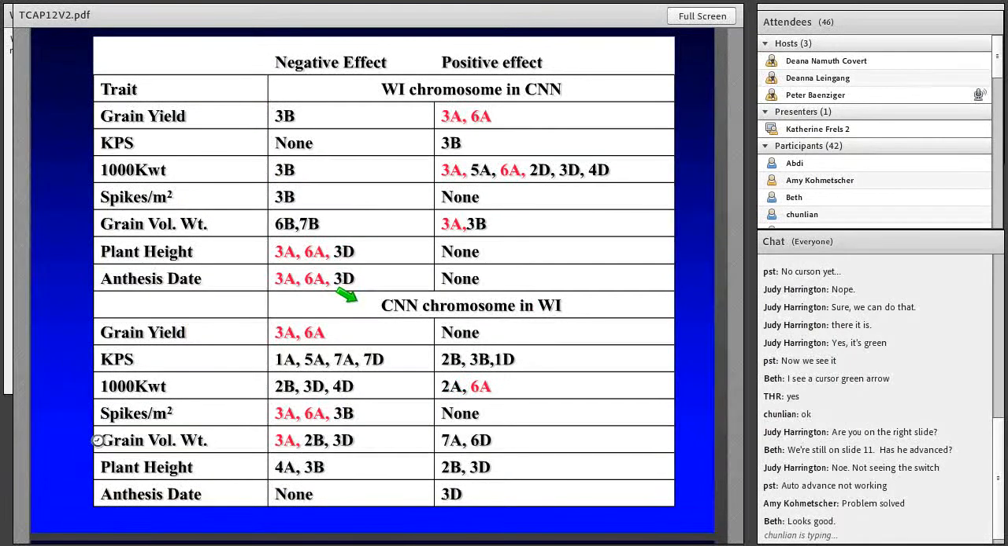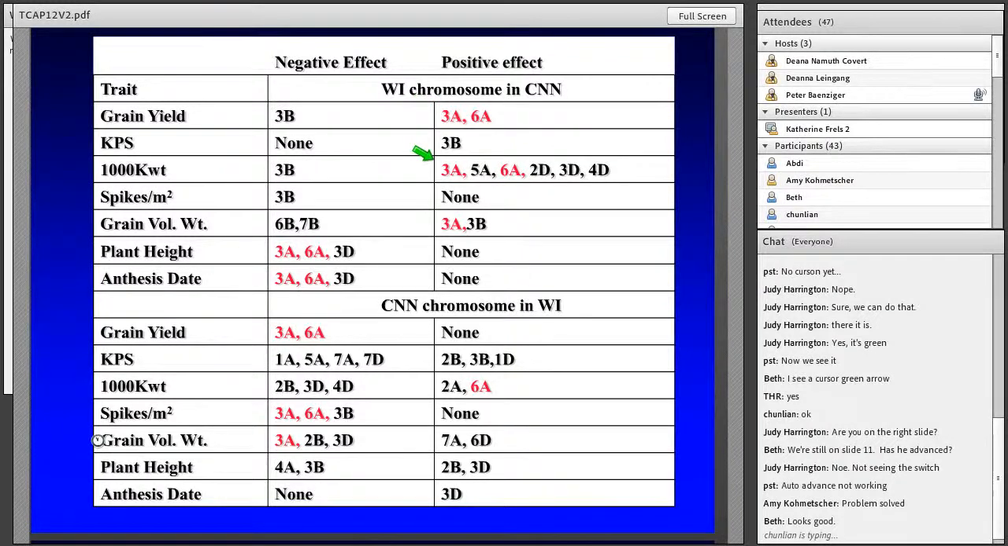Okay? Yep. What we have here is where you can see the Wichita chromosome in Cheyenne. You can see which ones had a positive effect. That's on this side. Which ones had a negative effect. So in Wichita, chromosome 3A and 6A, positive effect on yield. How do we explain that? Much higher 1,000 kernel weights.